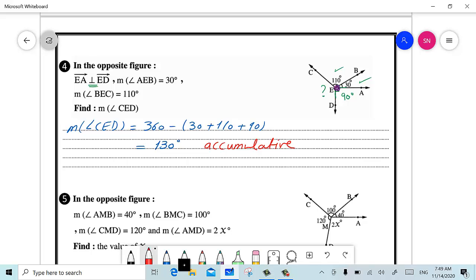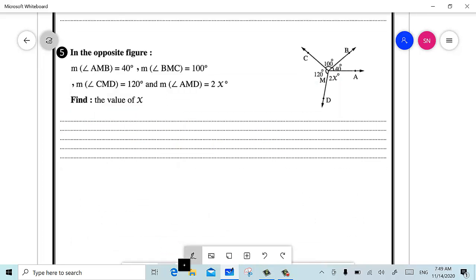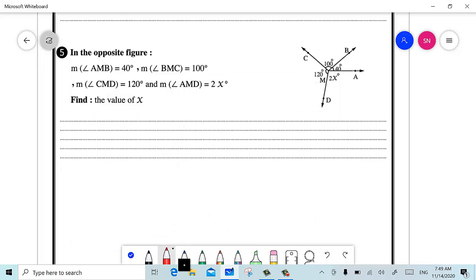And now let's go to the last question in the sheet. Question number 5. Let's go and read the given. Measure of angle AB is equal to 40 degrees. Measure of angle BC is equal to 100 degrees. Measure of angle CD is equal to 120 degrees. And measure of angle AD is equal to 2x degrees.